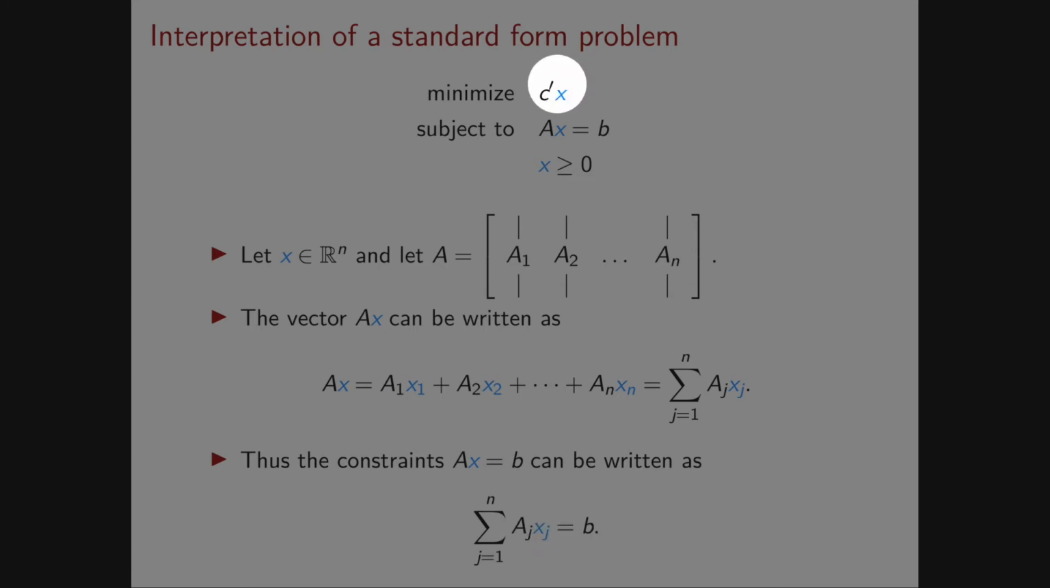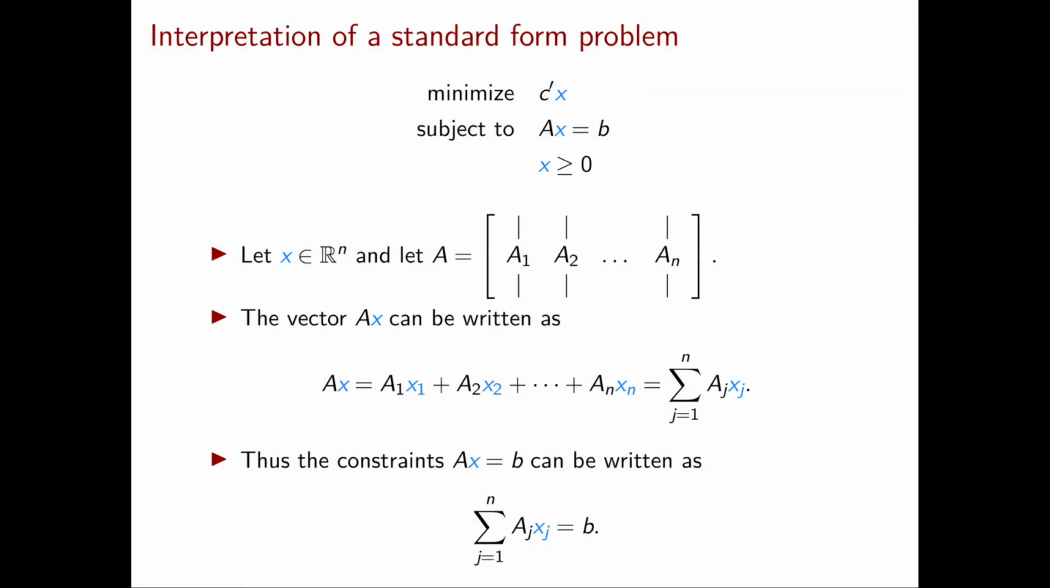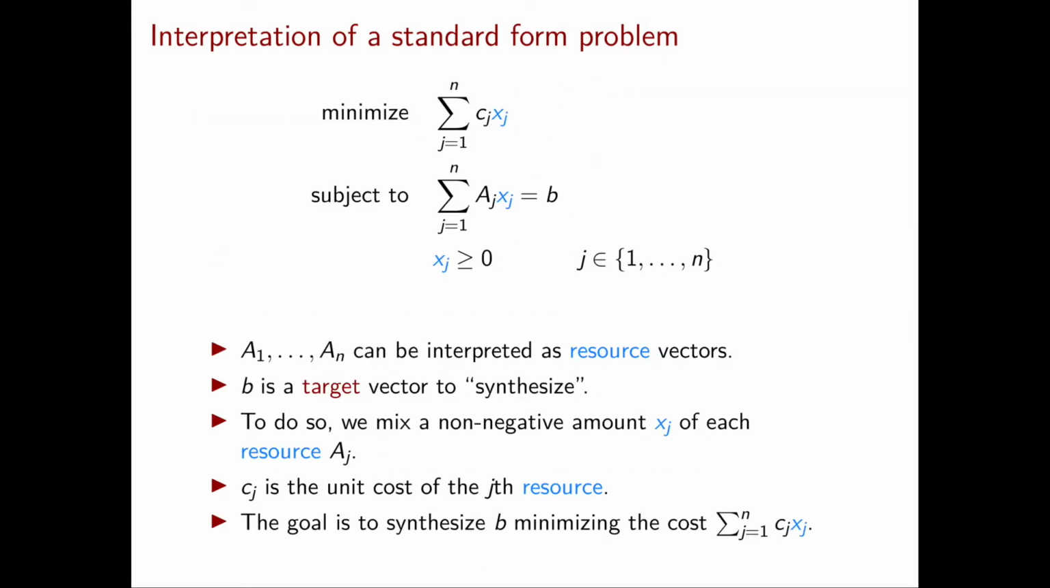Of course, we can decompose also the objective function c transpose x as the sum of cj xj, and the constraint x greater than or equal to 0 is simply xj greater than or equal to 0 for every j. So here is what we obtain just by expanding the x vector into its components xj.